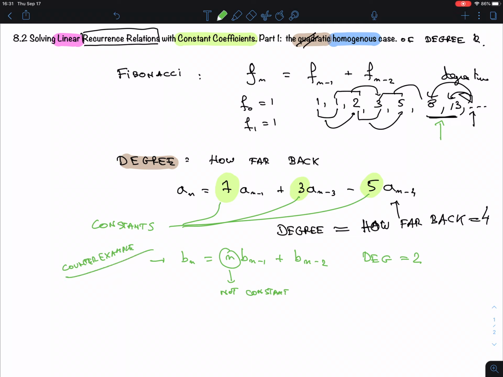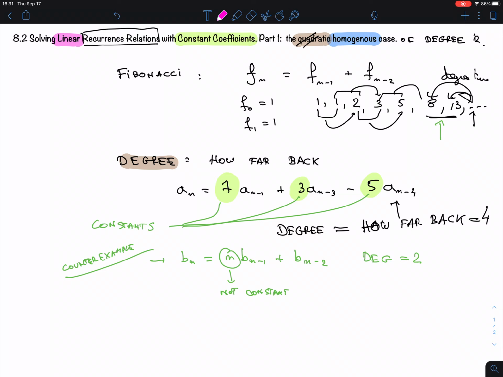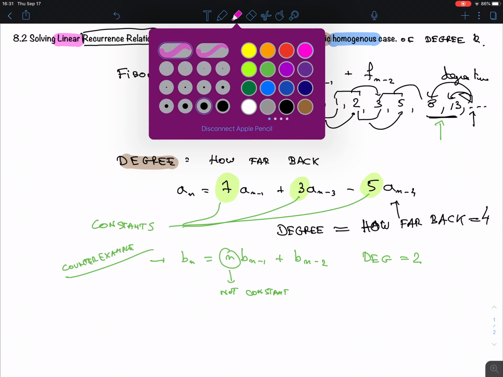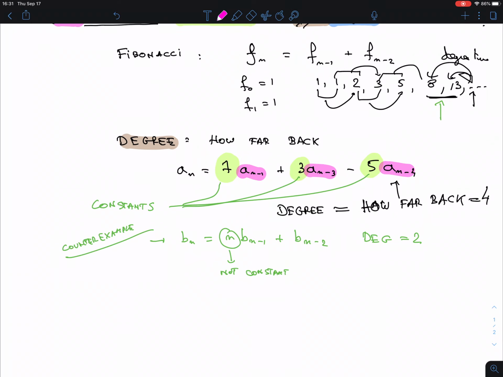Okay, that's constant coefficient. The next one, linear. What does that mean? So what is linear here? If I wanted to do first this guy, pink. These guys here are the terms, right? And they are just by themselves. In other words, I haven't squared them, I haven't multiplied them. So these are linear in those terms. So that's what linear refers to. So linear means that the terms of the sequence all appear linearly.